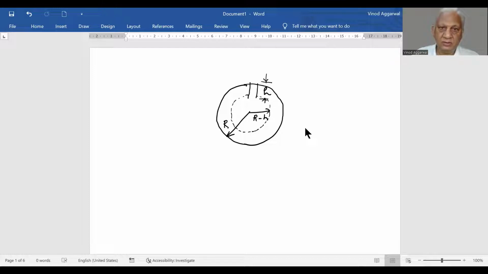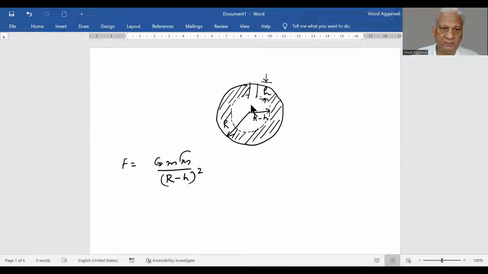Now what happens is, this outer portion of the Earth will not contribute toward the gravitation force. Only the inner portion of the Earth will contribute to the gravitational force. So we can find gravitational force is equal to G M m divided by, R in this case will be (R minus h) square.